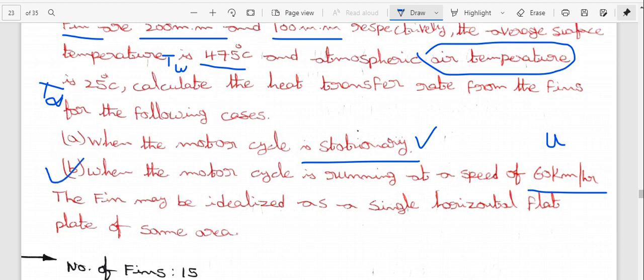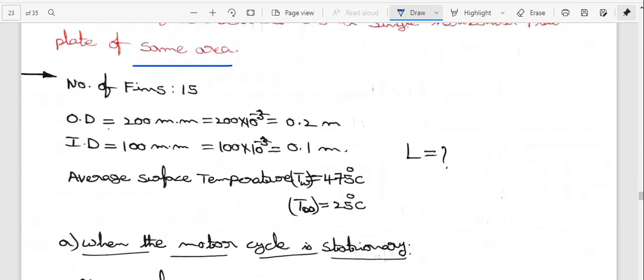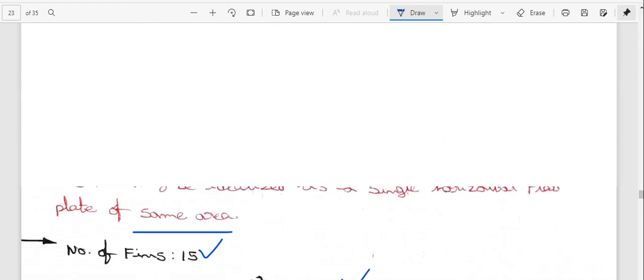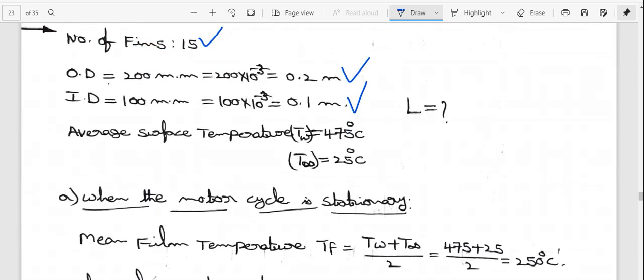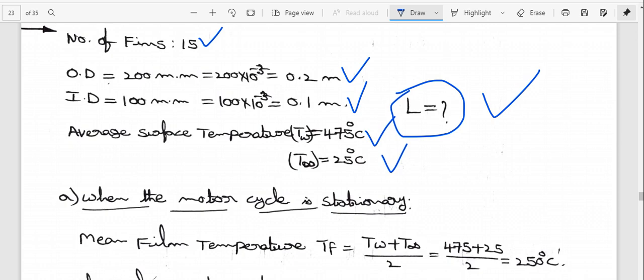The fins may be idealized as a single horizontal flat plate of some area. So here number of fins is 15, outer diameter is given, inner diameter is given. We can consider it as a cylindrical object. Here the L value is not mentioned, so now we need to calculate the L value. How can you calculate the L value? Here the average surface area, T wall temperature and T infinity are given.